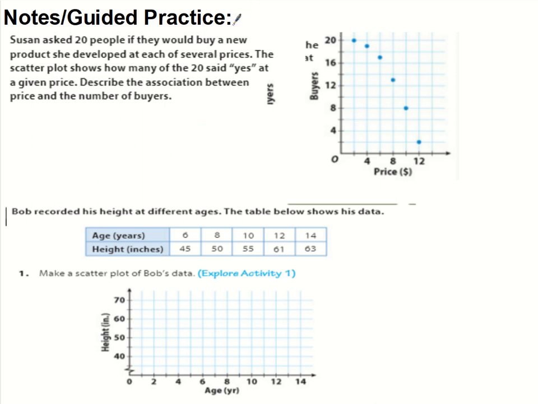So here's my scatter plot. What we want to do is describe the association between the price and the number of buyers. So here are my two different things I'm comparing: the price of the product and how many buyers there are. Well, as the price is increasing, the number of people willing to buy it is decreasing. So this has a negative association, because as the price increases, the number of people that are willing to buy decreases. And this is how it is with most things. The more expensive something gets, the fewer people are willing to pay that price for that expensive item. So this has a negative association.